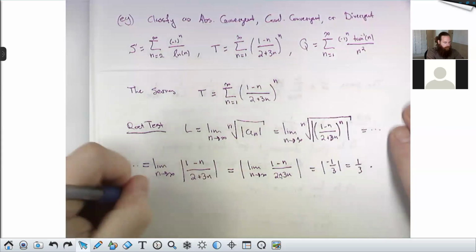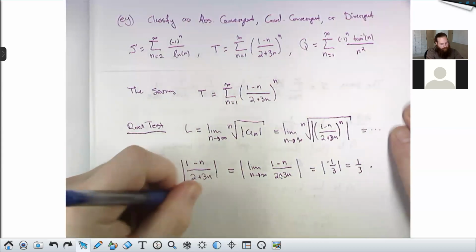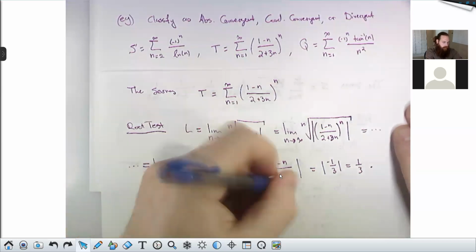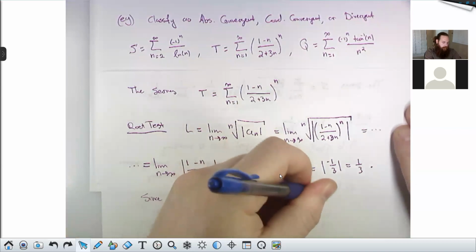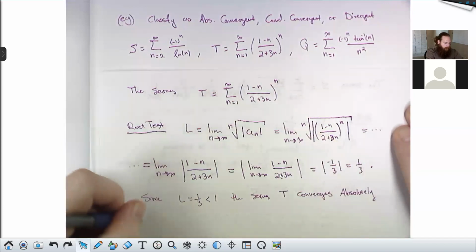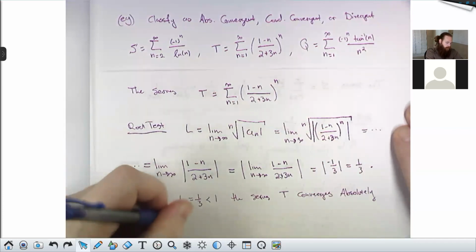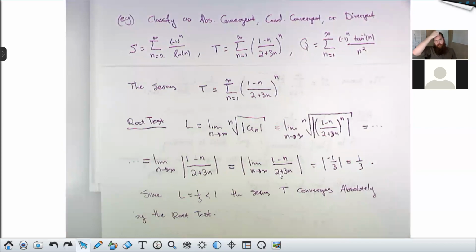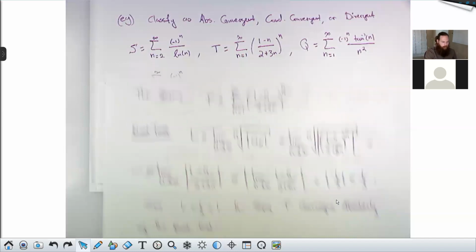Since L is 1/3, which is less than 1, the series T converges absolutely by the root test. This is one of the reasons the root and ratio tests are so great. They don't just tell you whether your series converges or diverges, they tell you whether your series converges absolutely or diverges. So the fact that you get the absolute convergence for free is really, really nice. So T converges absolutely.